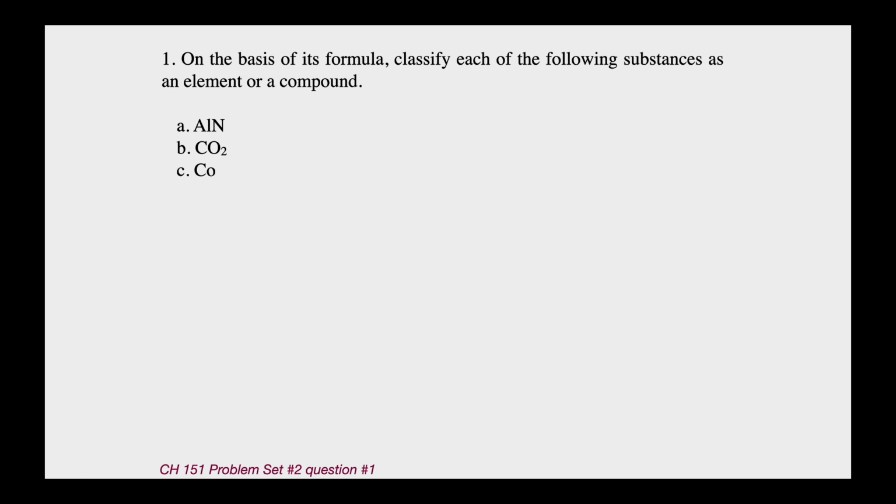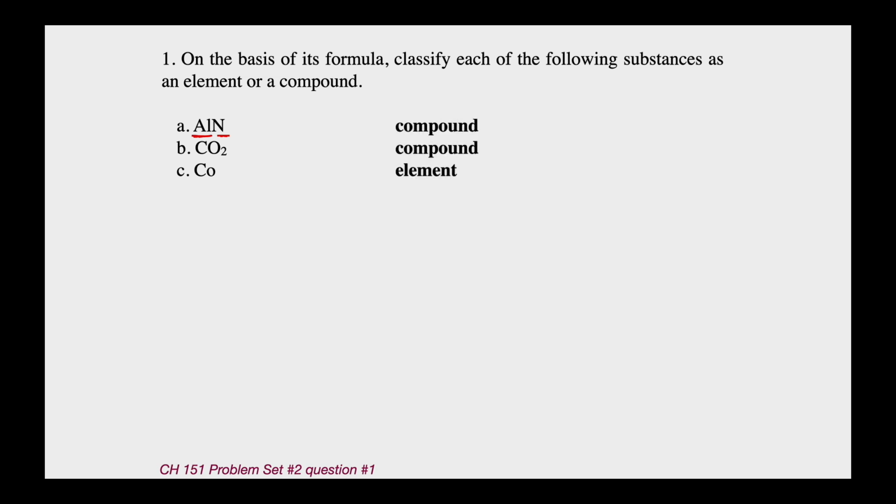On the basis of the formula, classify each of these substances as an element or a compound. So a compound is a mixture of elements, and an element is something found on the periodic table. So during this problem set, I highly encourage you to have a periodic table in front of you. If you look on the periodic table, you will see entries for aluminum, and you'll also see an entry for nitrogen. But if you have two species together, then it's going to be a compound. So AlN, the name of which would be aluminum nitride, would be a compound.